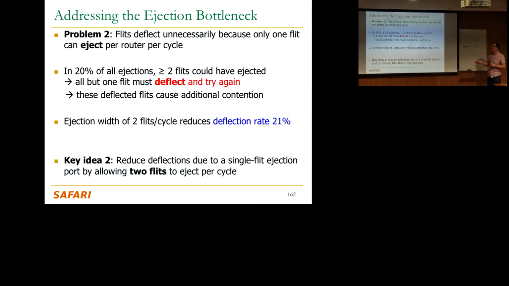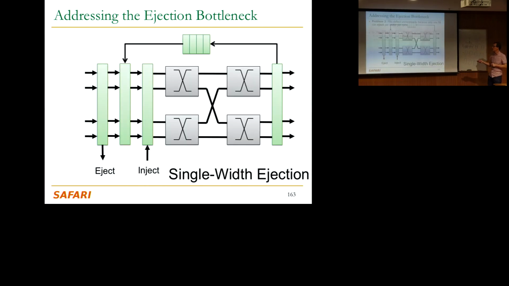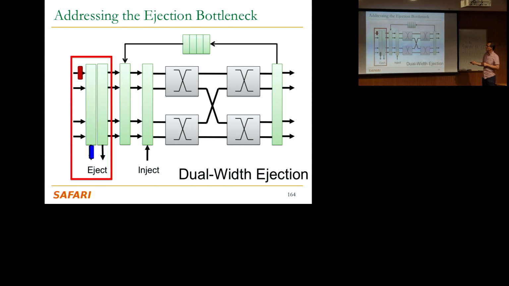And that's the other idea. You reduce deflections due to the single flit ejection port by allowing 2 flits to eject per cycle. So how do you do that? This is single ejection. One of them ejects, the other one, if you have a side buffer, goes into the side buffer in this case. Okay, basically, and then later it comes and it gets ejected. Now we're going to do this. That's the idea.